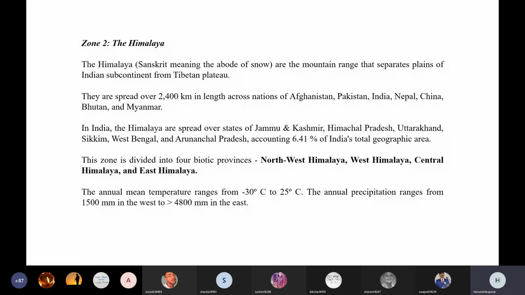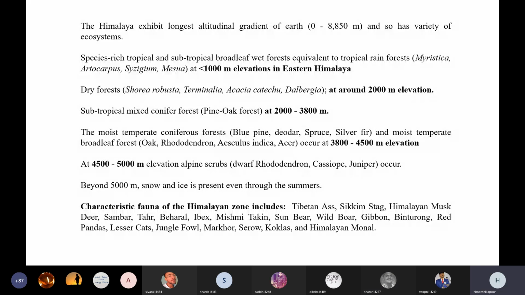So which side of Himalaya will have more biodiversity, the western side or the eastern side? Eastern side, ma'am. Yes, eastern side, because it is receiving more rainfall. So Himalayas exclusively exhibit the longest altitudinal gradient of Earth. So obviously it will have a variety of ecosystems.